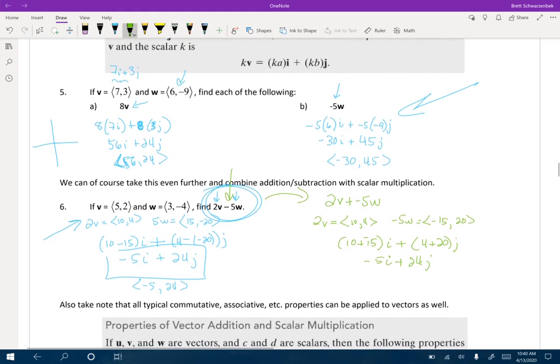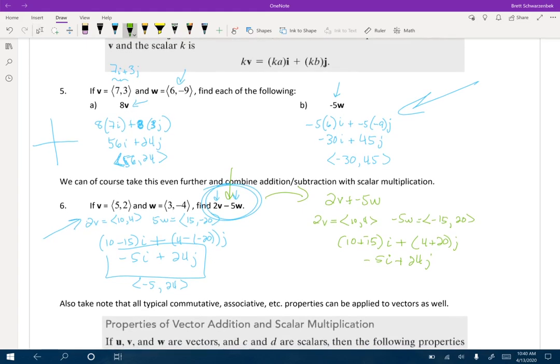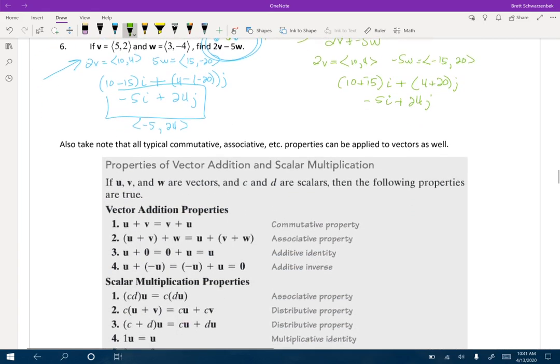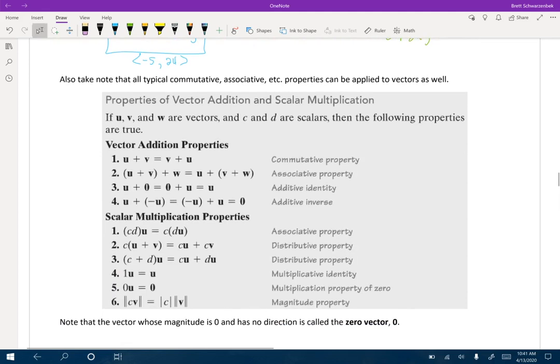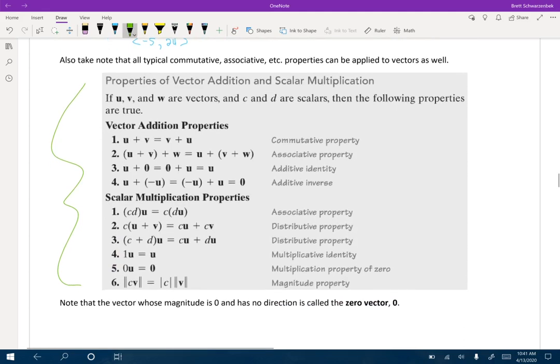So if you could always change it to addition and stick to everything addition, as long as you remember that the negative has to go across into the vector. Now just note, there are a ton of properties that deal with vectors. Don't look at this list like, oh my god, I gotta know this, or I have to memorize this. That's not what this is about.